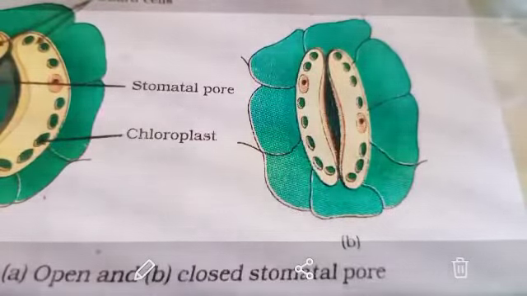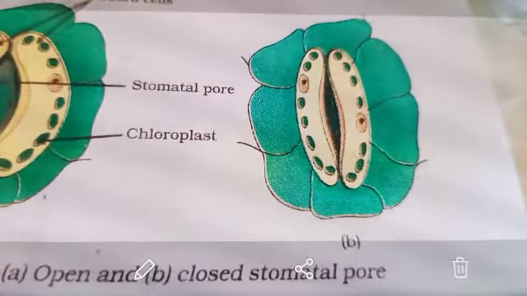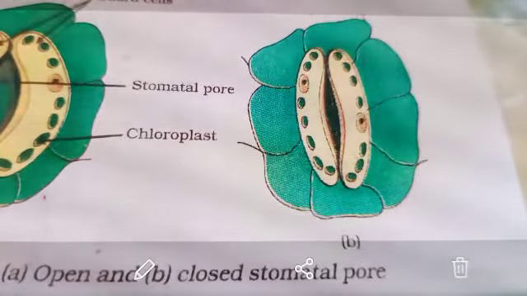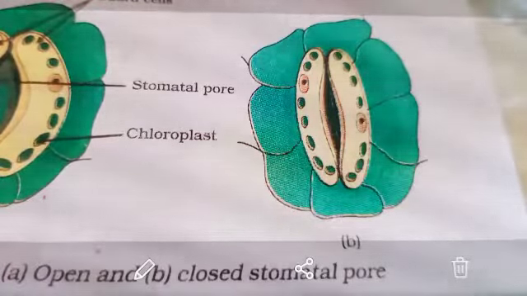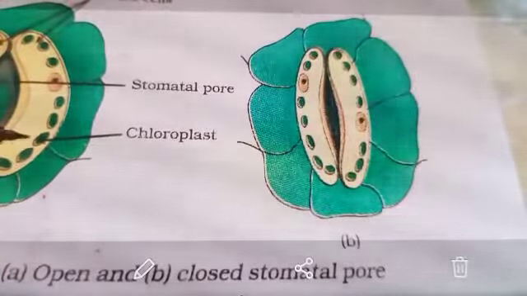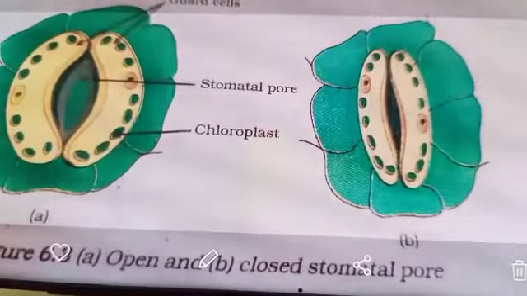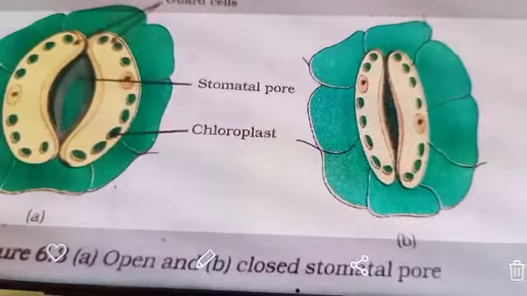Let us study how the plant obtains carbon dioxide. We talk about stomata, which are the tiny pores present on the surface of the leaves. Here you can see these are the stomata. This is the closed stomata and this is the open stomata. These are the small pores present on the surface of the leaf.